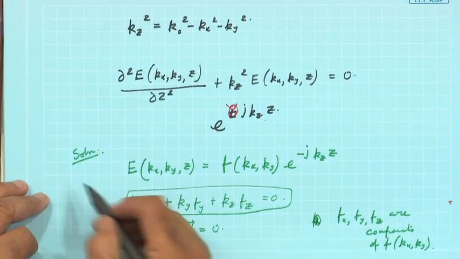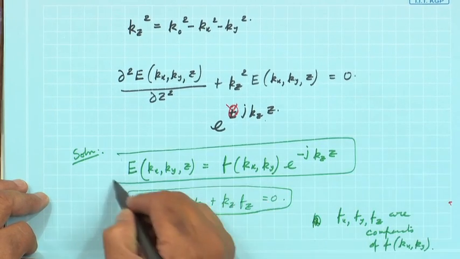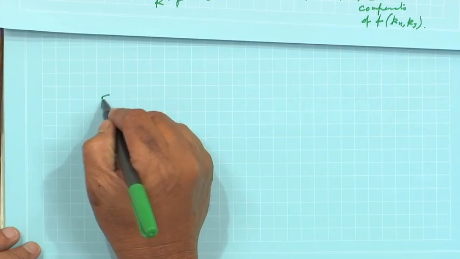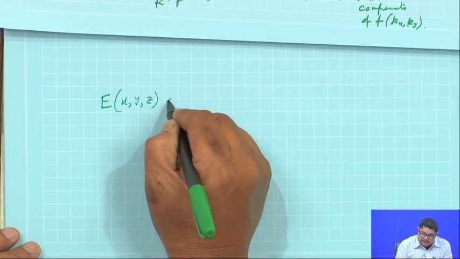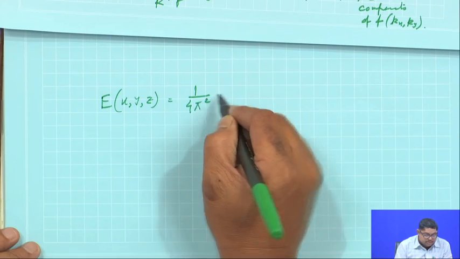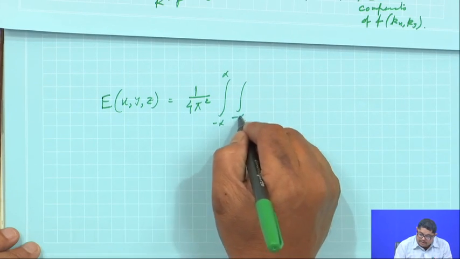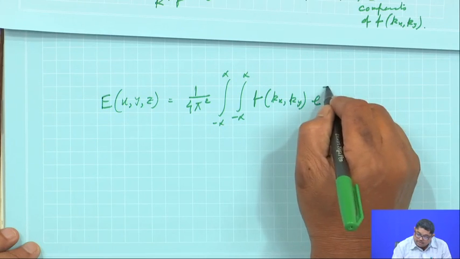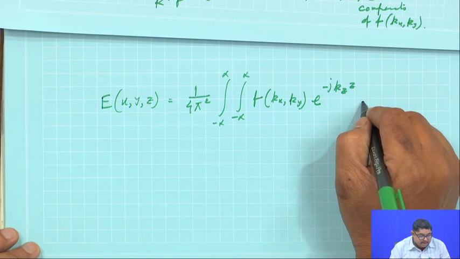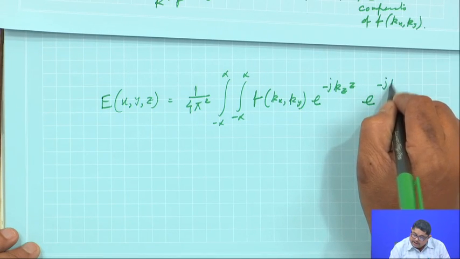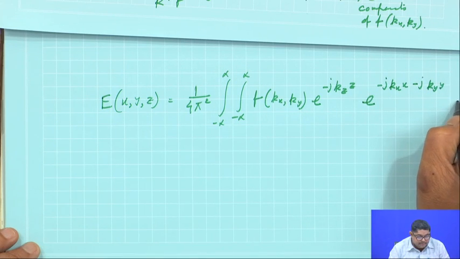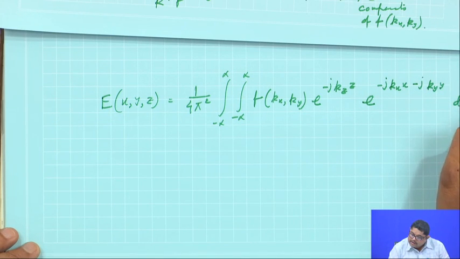So, this solution now, let me write the inverse from this solution. Now, this is the solution, so this is the Fourier transform. What is the inverse transform of this? The inverse transform of this is E(x, y, z) equals 1 by 4 pi square, integral from minus infinity to plus infinity of f(k_x, k_y) e to the power minus j k_z z, then e to the power minus j k_x x minus j k_y y, d k_x d k_y.